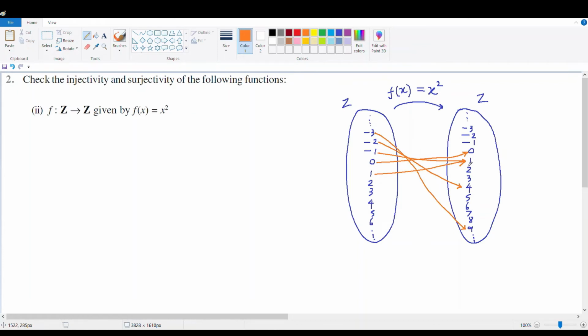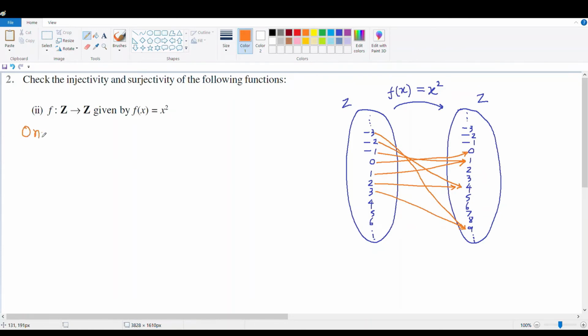So it's definitely not injective. It's not 1-1. Why? Because if you keep on doing this, 2 is going to meet 4. Then 3 is going to go to 9. So -3 and 3 will have the same y value. -2 and 2 will have the same y value. -1 and 1 will have the same y value. Same way, -4, 4, -10, +10, -100, +100. They all will have the same values, so both opposite numbers will have the same x square value. So this function is not 1-1.